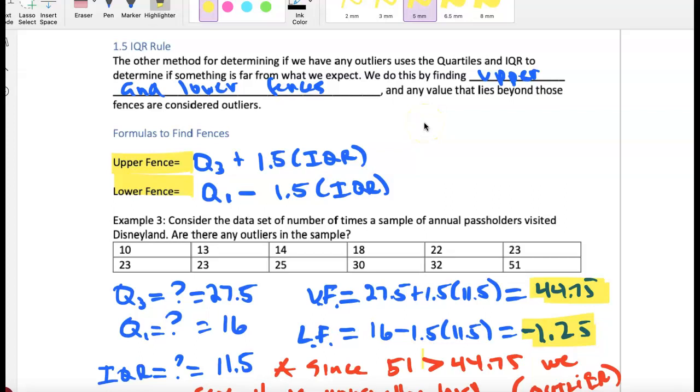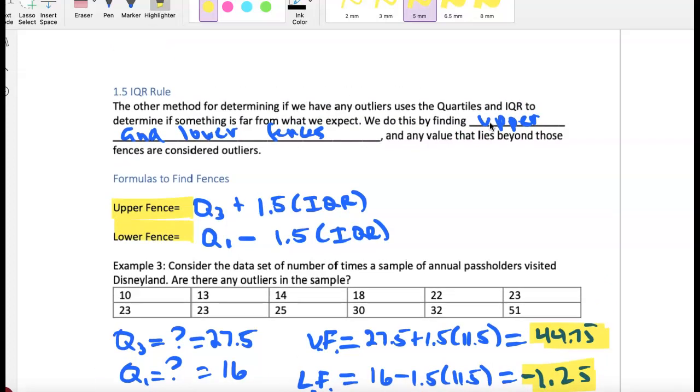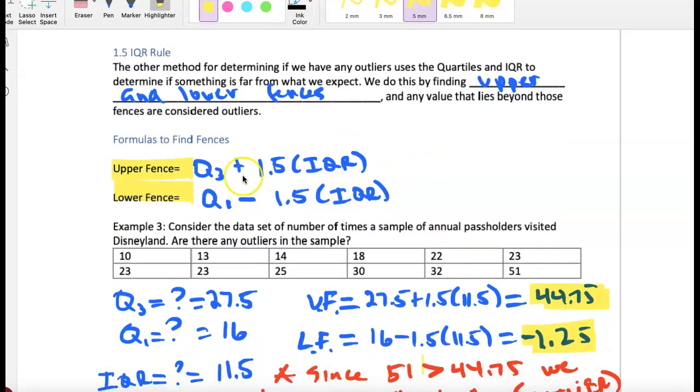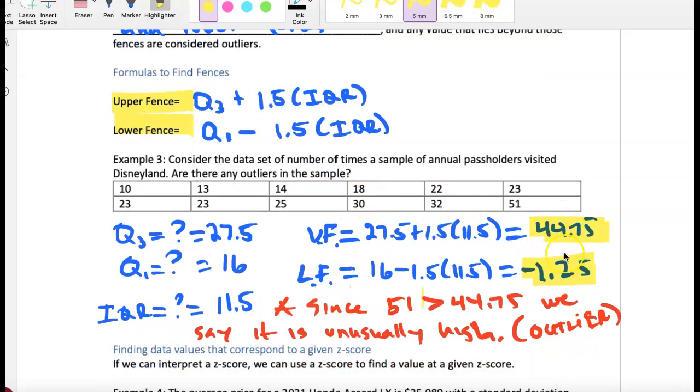Those values, right, because if we know those 2 numbers, then any value that lies beyond those is an outlier. This is different than the 2 standard deviation rule because we're not using standard deviation here, we're using IQR. That's why it's a slightly different rule. We're using a different measure of spread. We find a lower and upper fence with these formulas here. Once you find these upper and lower fences, we can then look at the data set, right?